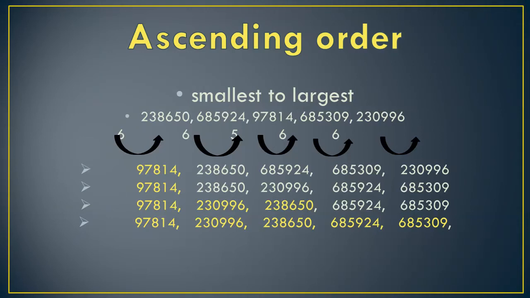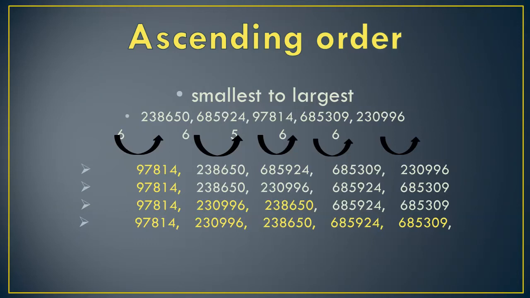Now I compare 238650 and 230996. Now I compare the first digits, which are the same. The next digit is 3, so again they are equal. So I move on to the next digit. The next digit is 8 here and the third digit in the next number is 0. Now 0 is less than 8, so 230996 is less than 238650, so it will come before. So this is how I can write it.